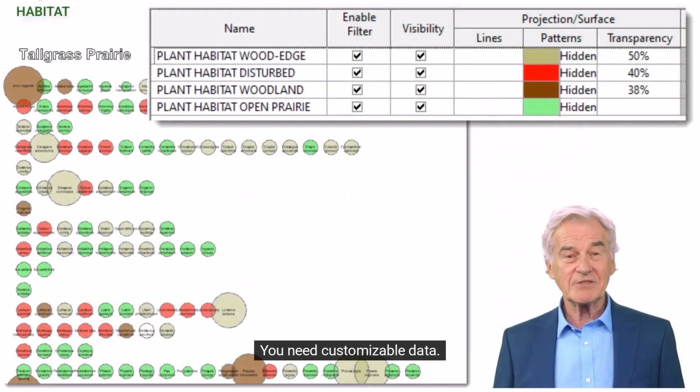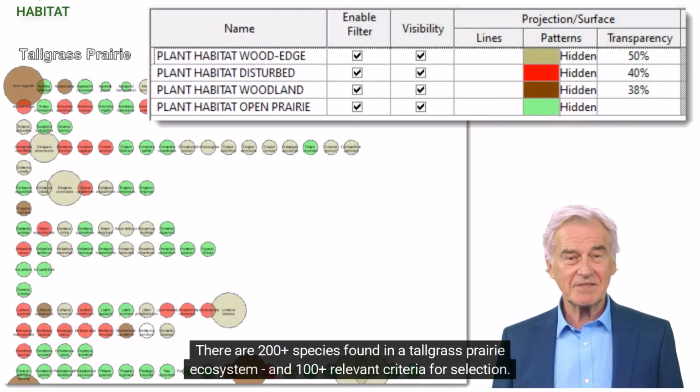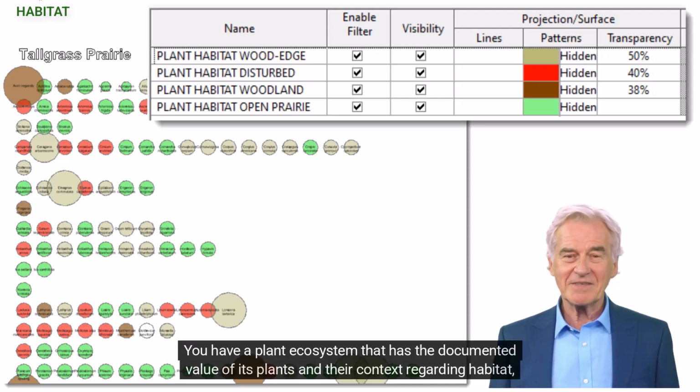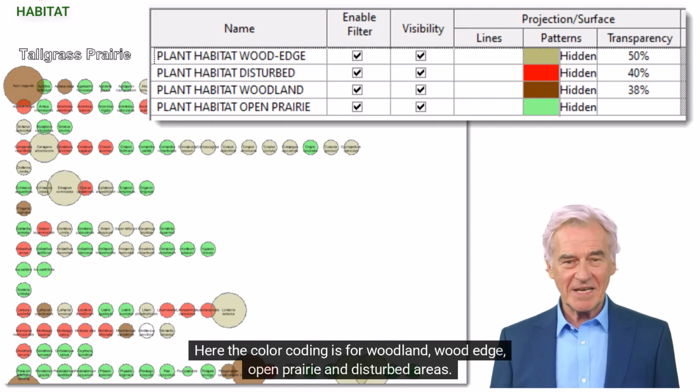You need customizable data. There are 200+ species found in a tallgrass prairie ecosystem, and 100+ relevant criteria for selection. You have a plant ecosystem that has the documented value of its plants and their context regarding habitat, flora, and fauna. Here, the color coding is for woodland, wood edge, open prairie, and disturbed areas.